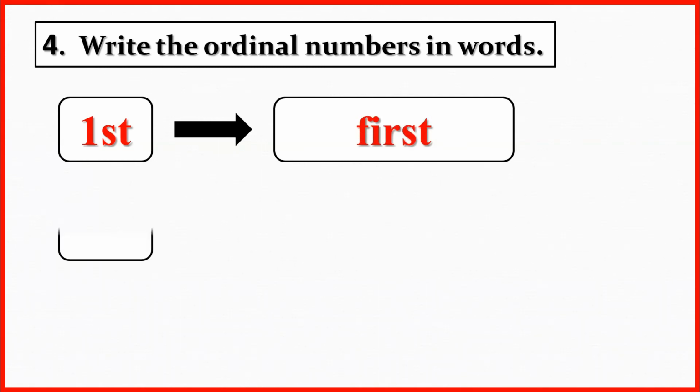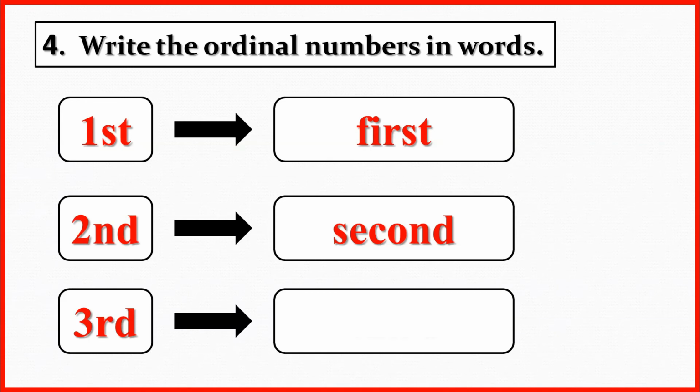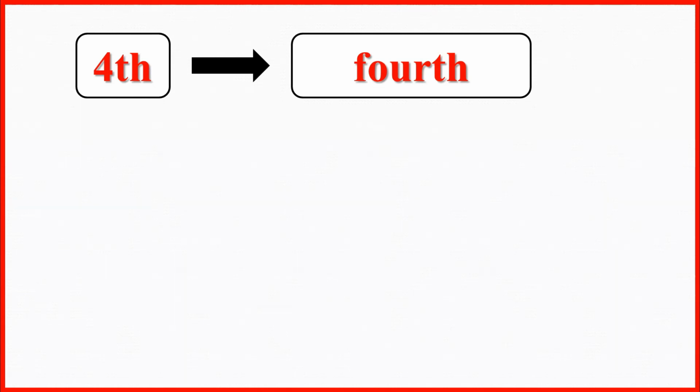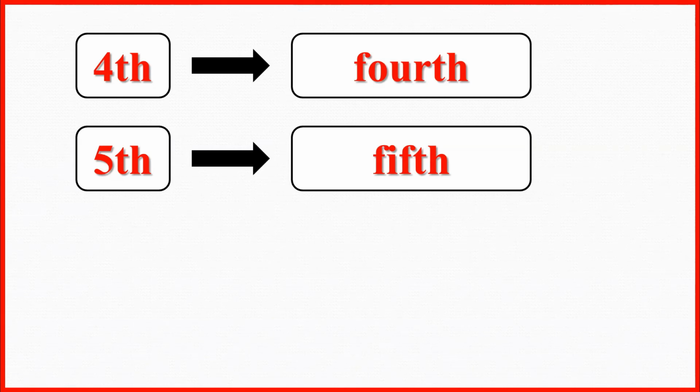This is called second. So here we write second. S-E-C-O-N-D, second. This is called third. So here we write third. T-H-I-R-D, third. This is called fourth. So here we write fourth. F-O-U-R-T-H, fourth. This is called fifth. So here we write fifth. F-I-F-T-H, fifth.